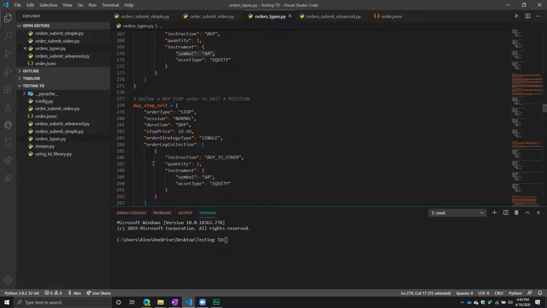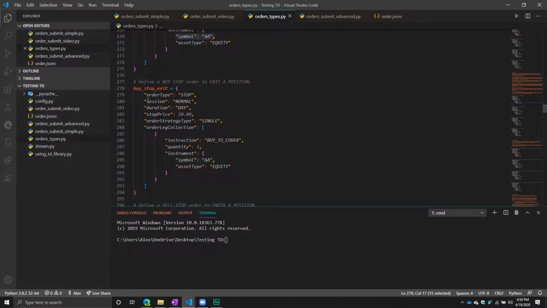Now, additionally, we can use a buy stop to exit a short position. So here, we still maintain our stop. We still maintain our activation price, which is really just our stop price. And then additionally, we've changed our instructions to buy to cover. So we're going to stop that loss when we shorted our position.